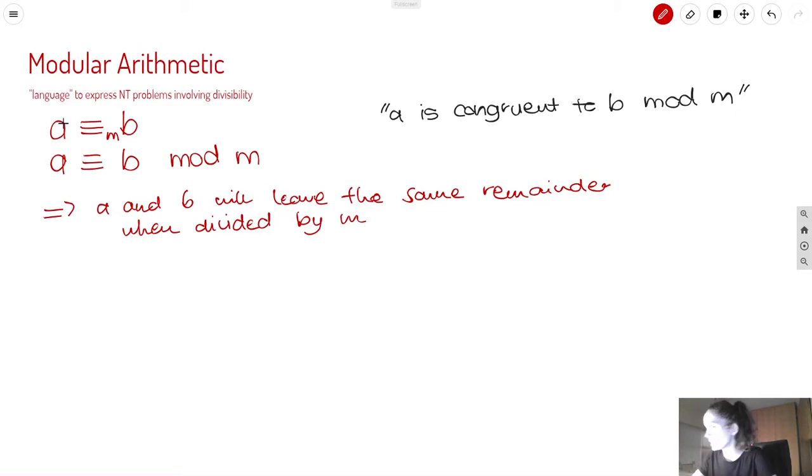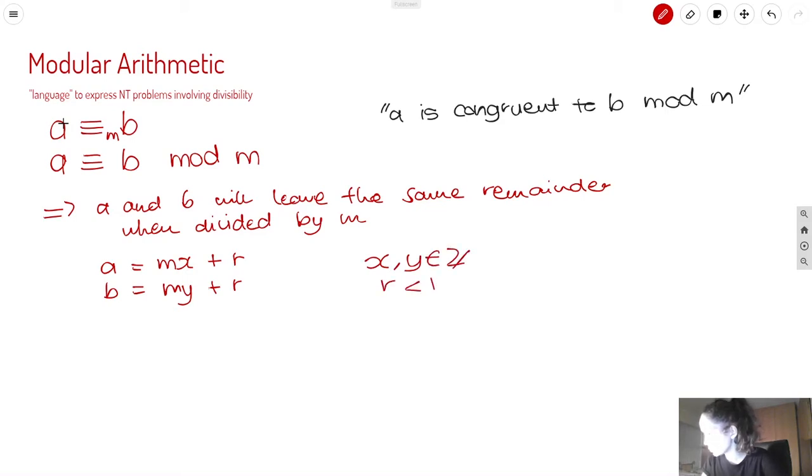So in other words, if we can rewrite A as being equal to mx plus r, and B equal to my plus r, where r is the remainder, x and y are some integers, and r is smaller than m, so there is going to exist some integers x and y such that this is true.